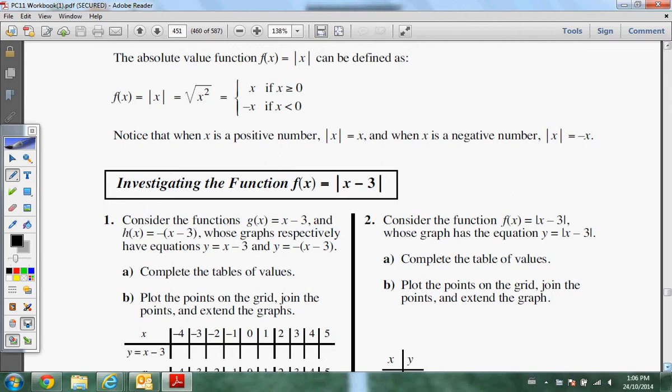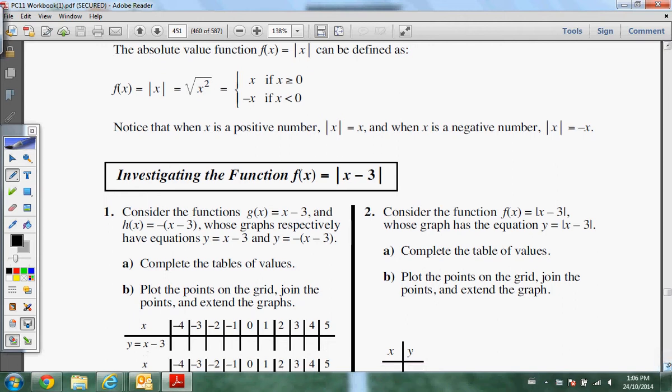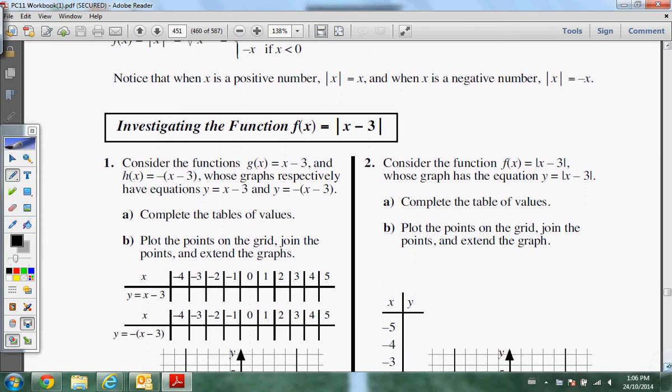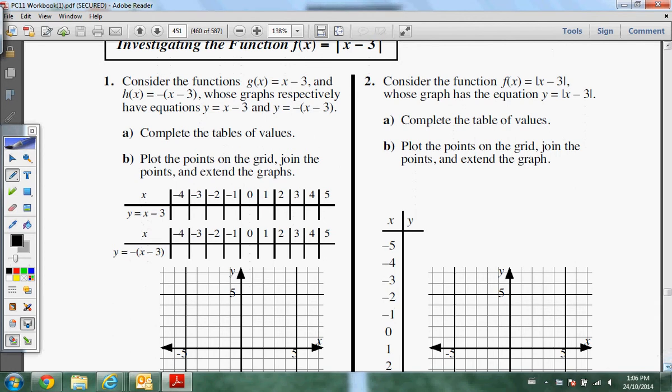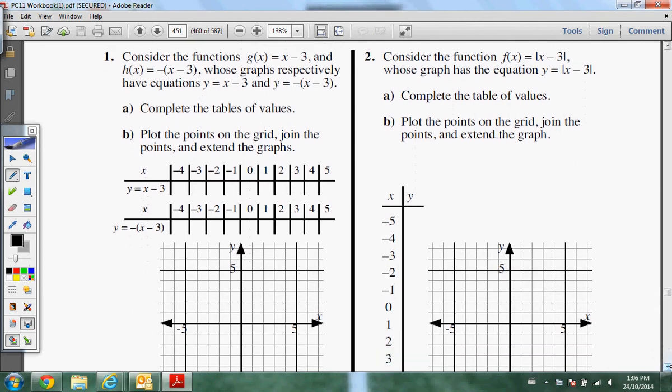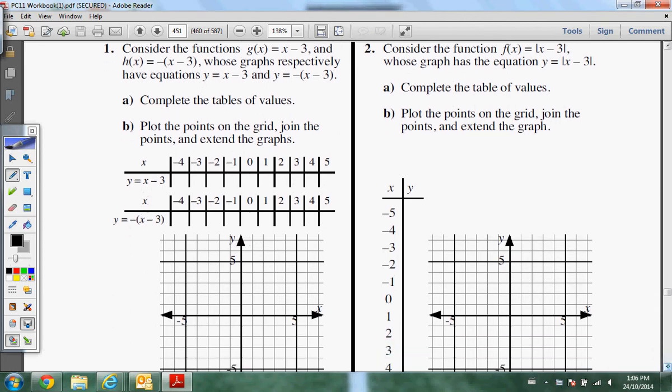Let's just do this. I like to think about it as opposite. All right, so let's do these two. So this is where we're starting to talk about non-basics. So x minus 3 is an actual equation. Okay? So consider the functions x minus 3 and then the opposite. Remember we had an x and a negative x? Now we're doing x minus 3 and the opposite.